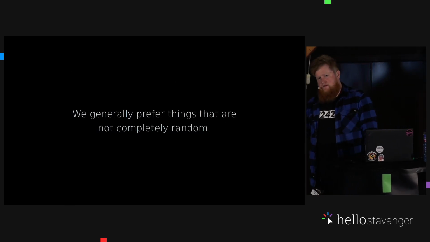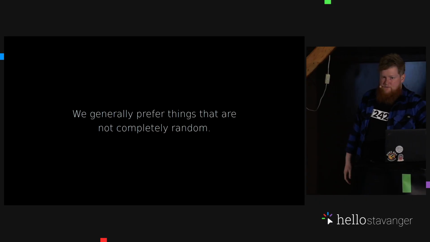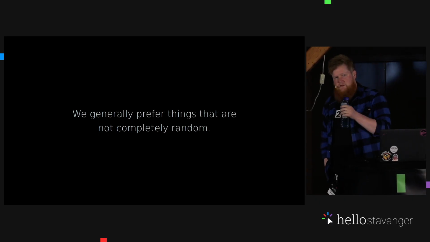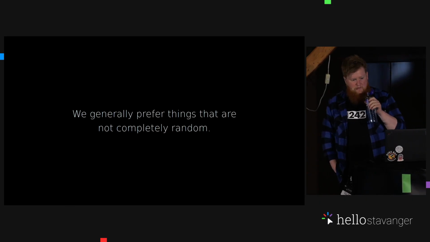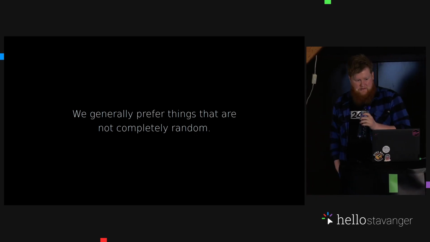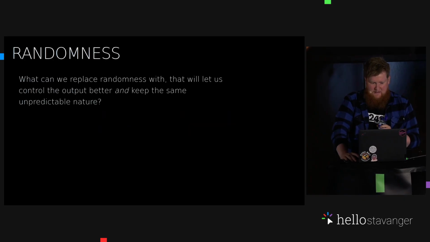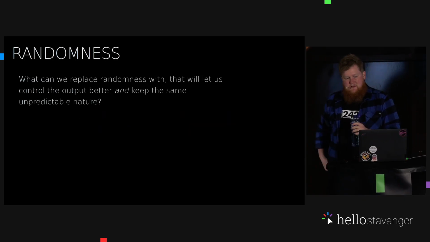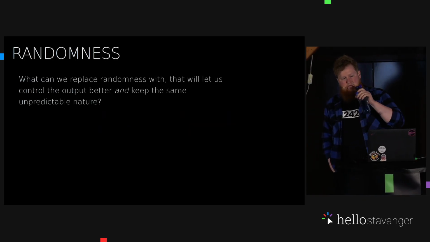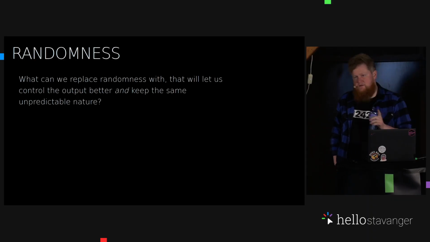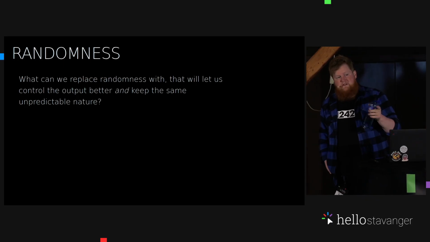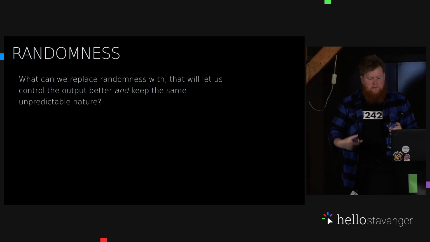And that's because we humans generally prefer things that are not completely random. Even though we might think we want random things and novel things, we don't really like them. We like familiarity. With that in mind, what can we replace randomness with that will let us control the output better and at the same time keep the unpredictable nature, or at least unpredictable to us?